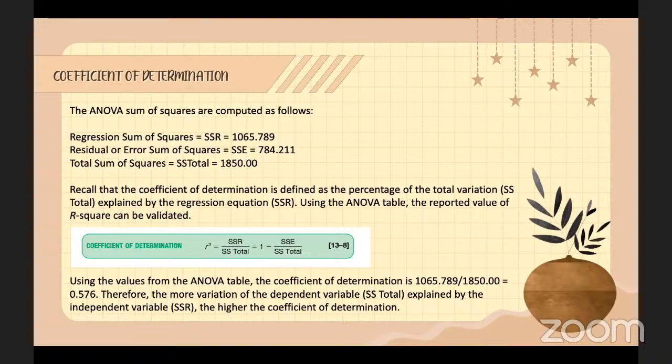Using the ANOVA table, the reported value of R squared can be validated. As you can see, using the values of the ANOVA table here, the coefficient of determination is 1065.789 divided by 1850.00, and it equals 0.576. Therefore, the more variation of the dependent variable explained by the independent variable, the higher the coefficient of determination.